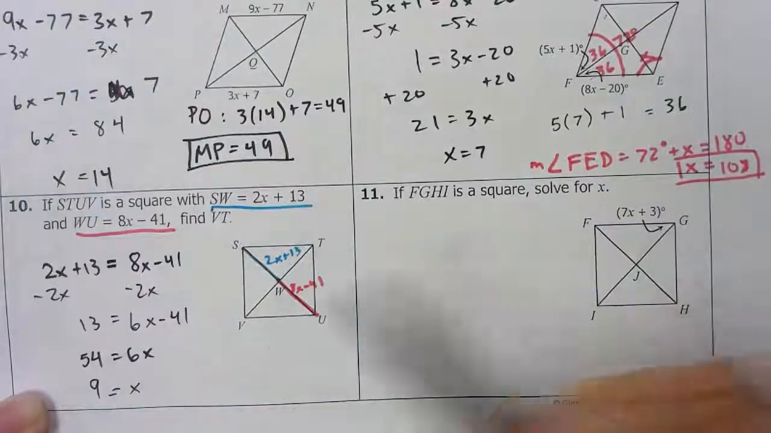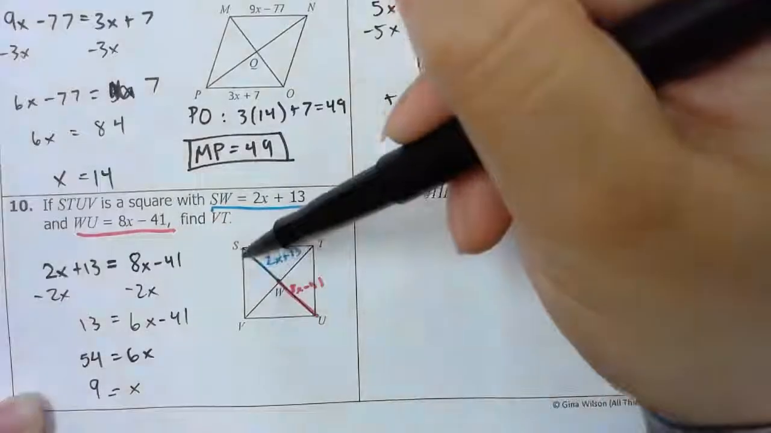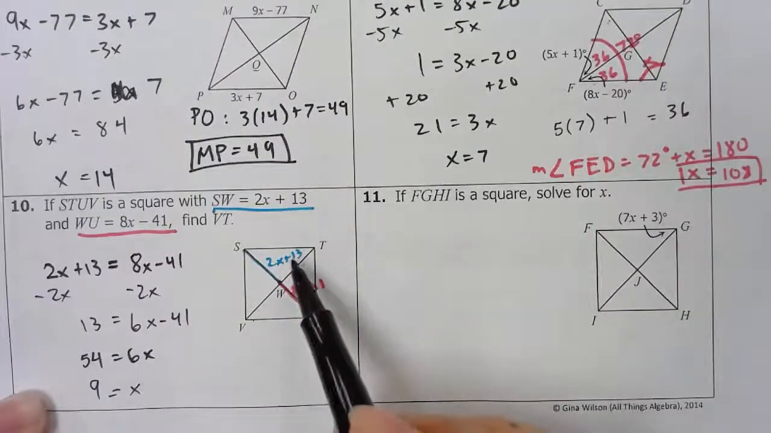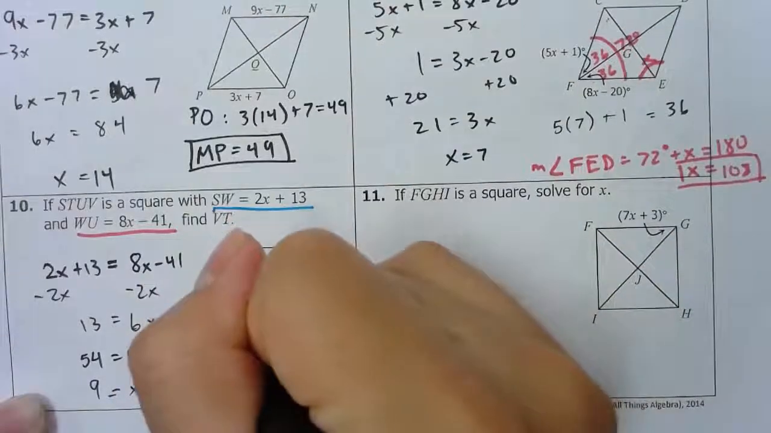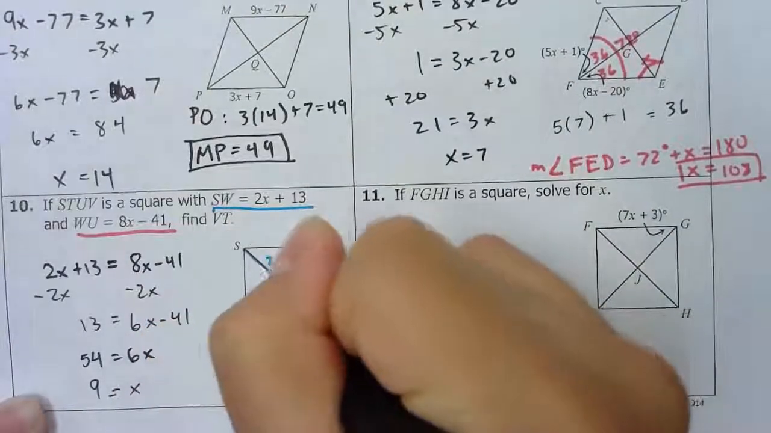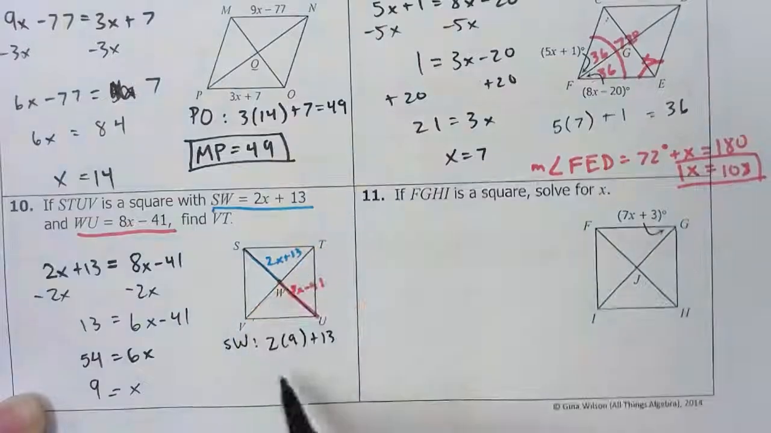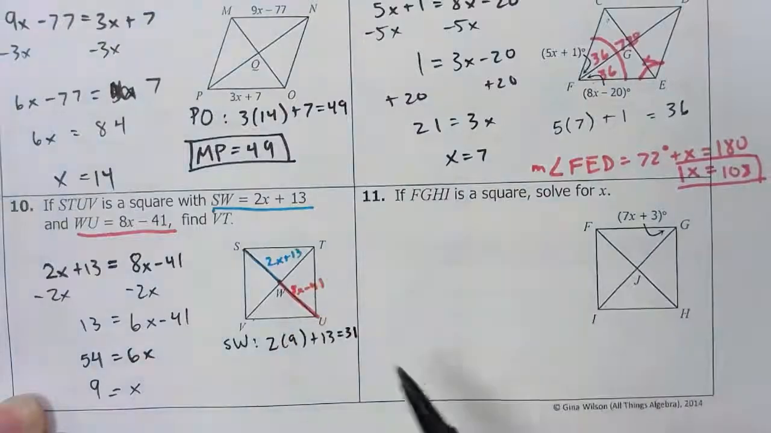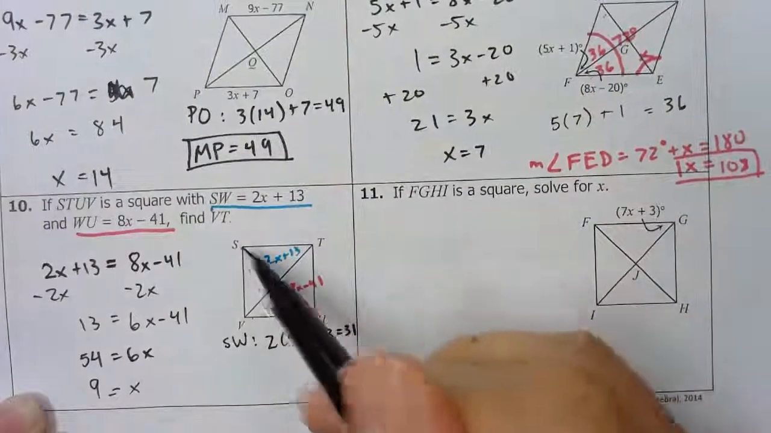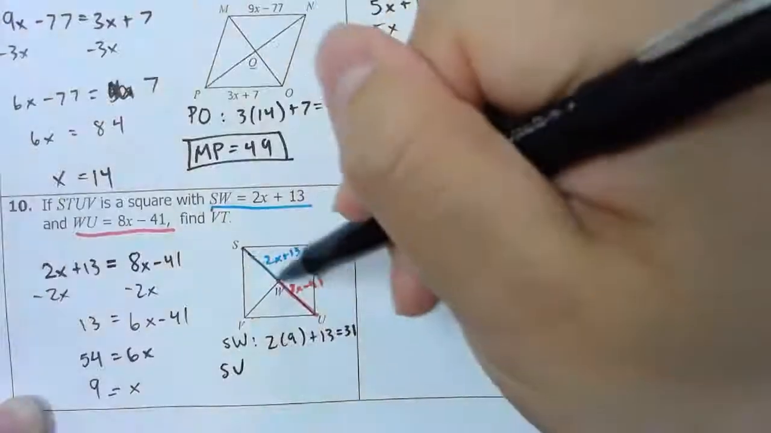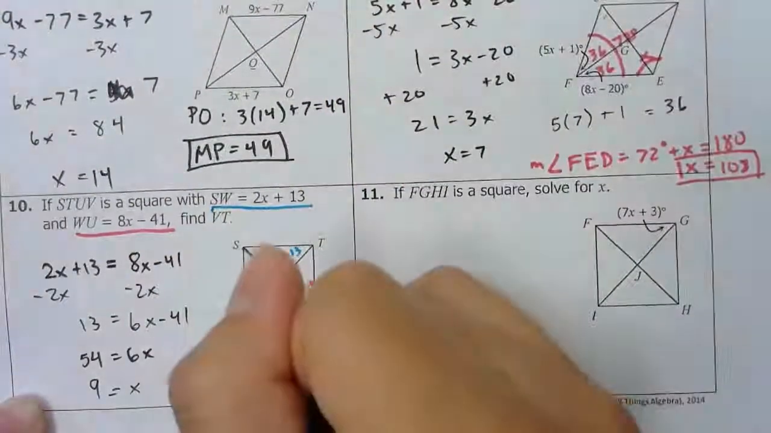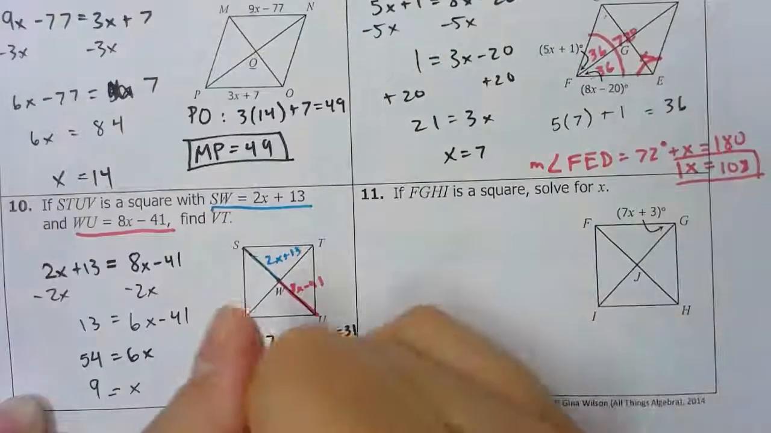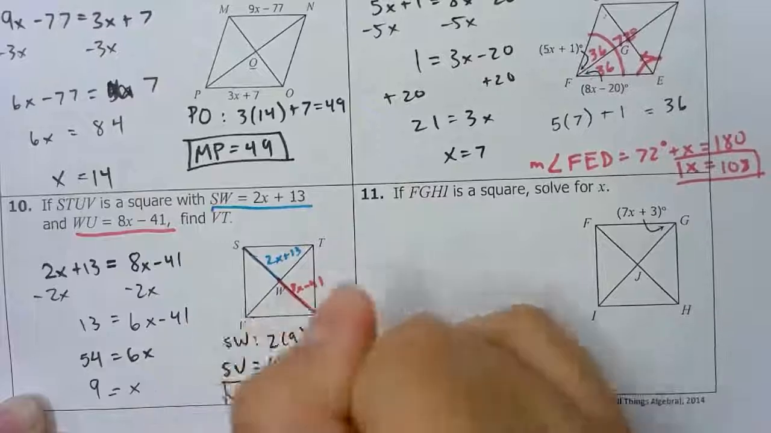But it says find VT. VT is the entire other diagonal. I know that this diagonal has to be equal to this one. So I plug in x to either the top or bottom. I'm going to plug into the blue one. So SW is 2 times 9 plus 13. 18 plus 13 is 31. That's half. So SU, the entire diagonal, needs to be double that. So SU is 62. And again, VT is equal to the other diagonal. So then VT is also 62.